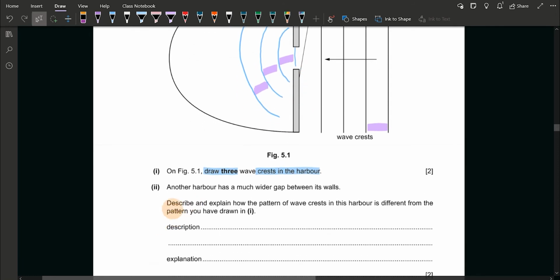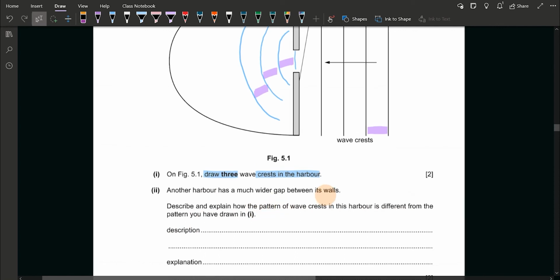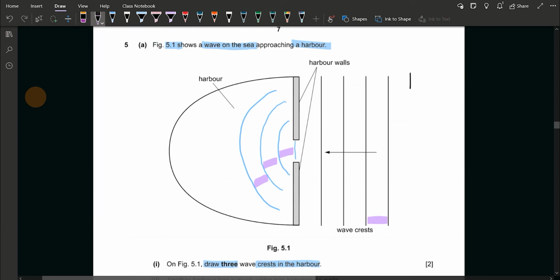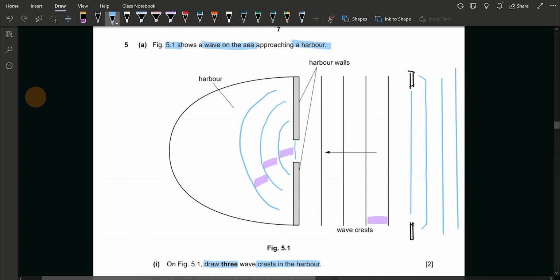Part 2 says another harbor has a much wider gap between its walls. Describe and explain how the pattern of the wave crests in this harbor is different from the pattern you have drawn in part 1. So for this we can draw another harbor wall, which is going to be like this. Now what will happen here is the wave will pass through here, and then there will be little or no diffraction here, and then the wave will just continue like this because the gap is not small enough for the wave to get diffracted.